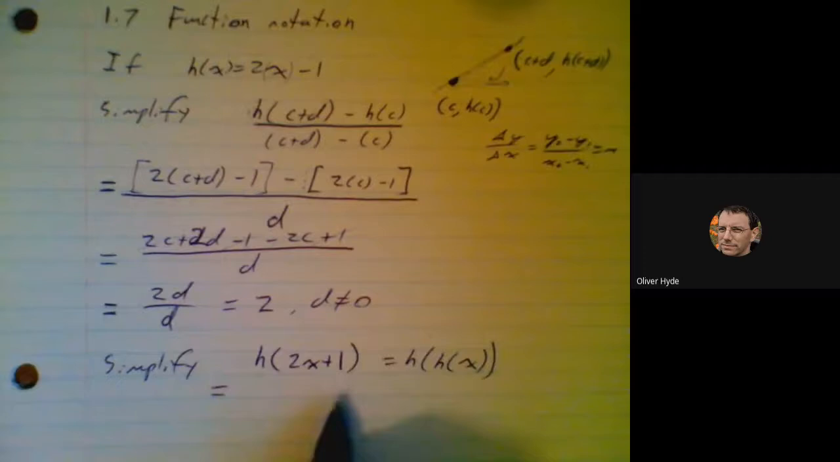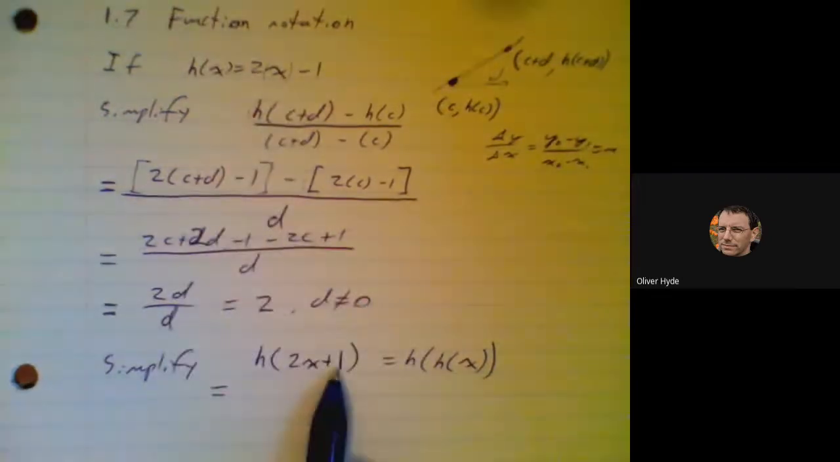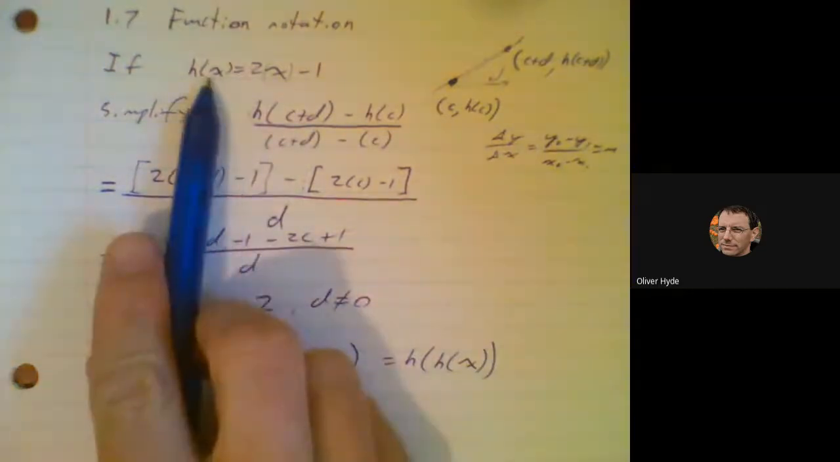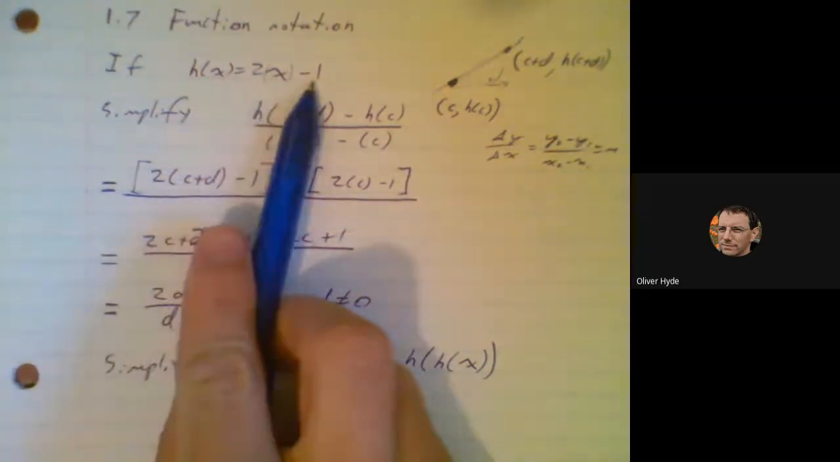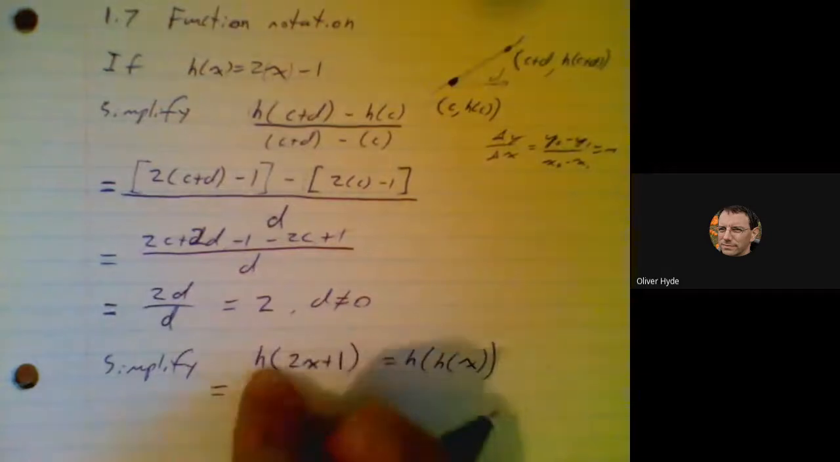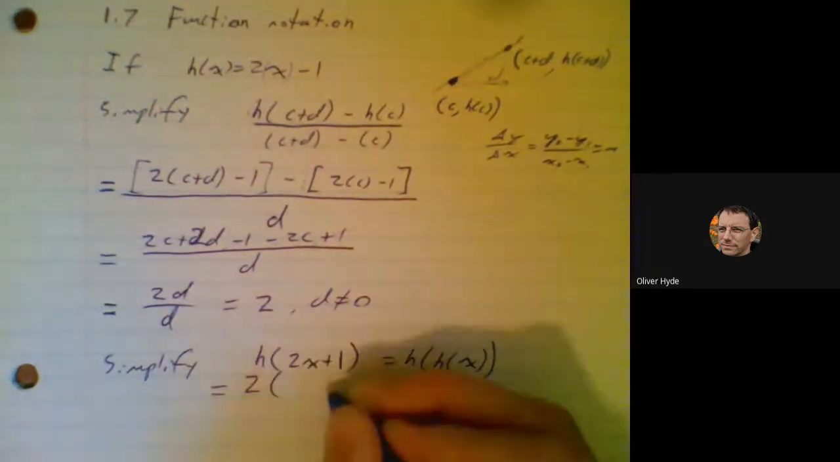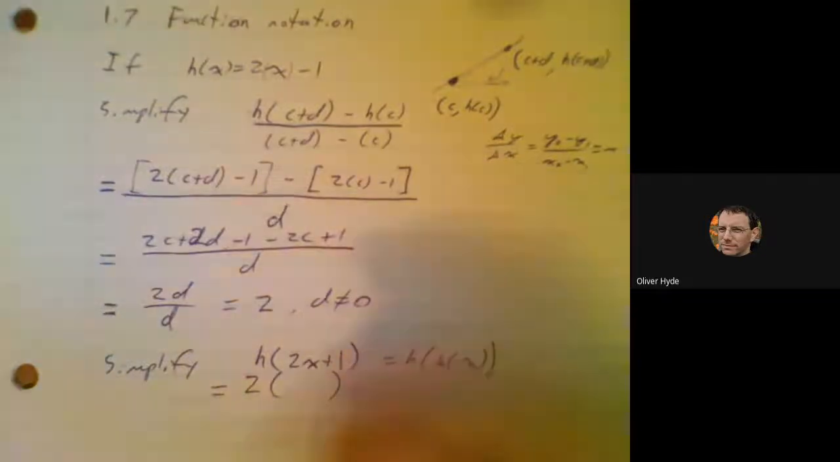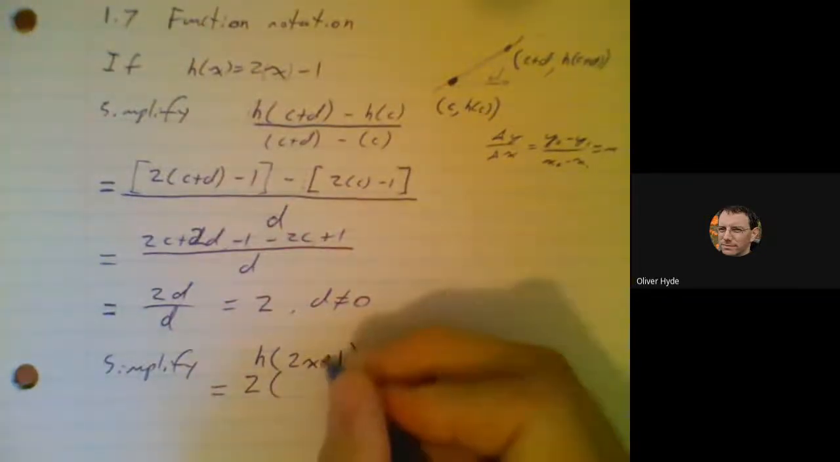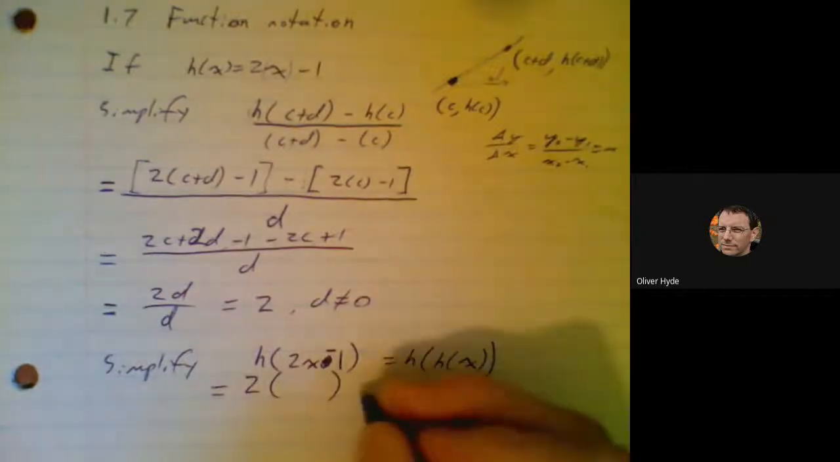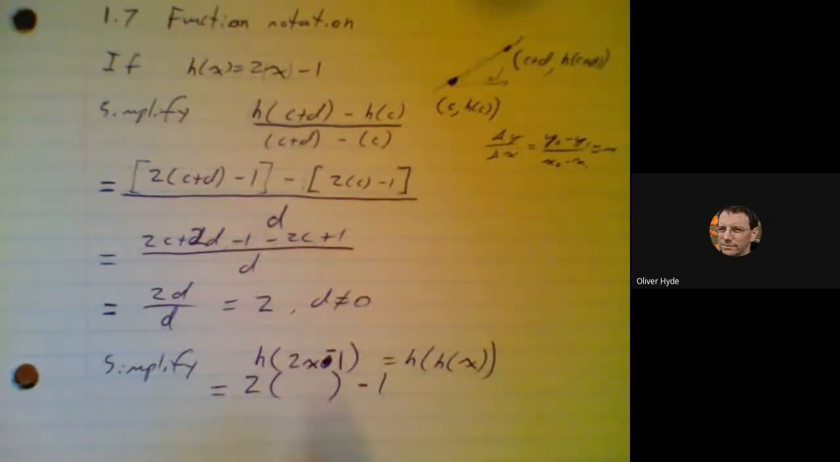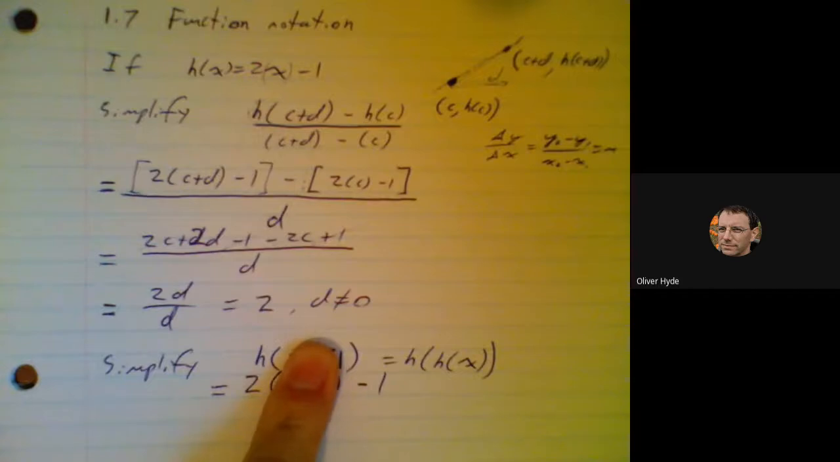This is where I don't think you want to say, oh, so you're saying that x is 2x plus 1. You might find it better to read this as h of input is the double of the input minus 1. So run the h machine on this input. You're going to double that input and then subtract 1. Double that input and then subtract 1. Call it h of bracket is 2 times bracket minus 1.